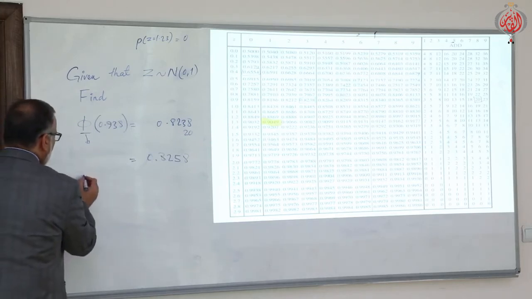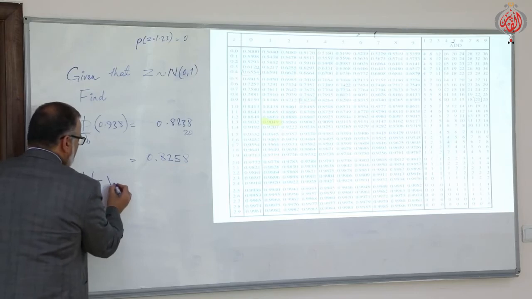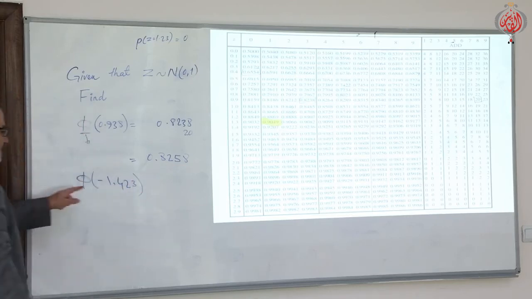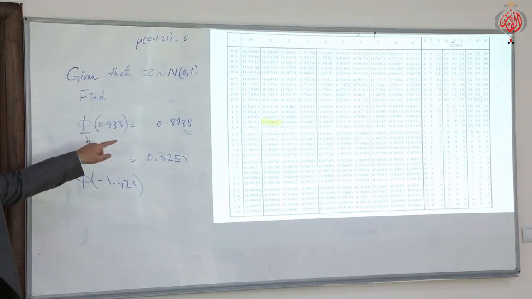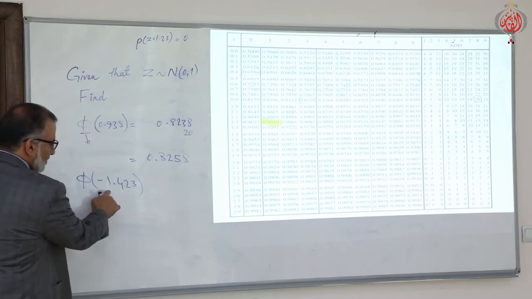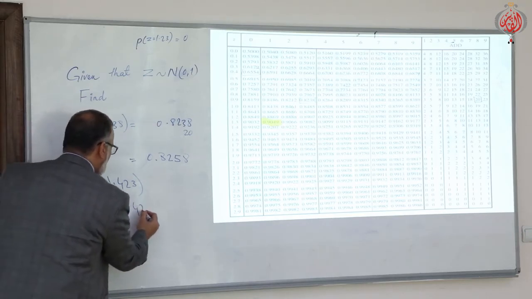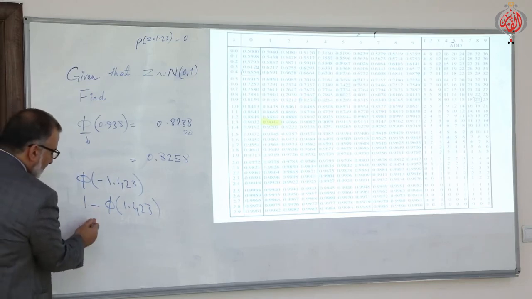Is it clear? Let's take another example. If I told you now, find, suppose, phi of negative 1.423. Look, how to find that? Can I attack the standard normal distribution table directly? No, I cannot. So what to do? This is equivalent to 1 minus phi of 1.423. Nice? This is the rule. Directly. Very simple.